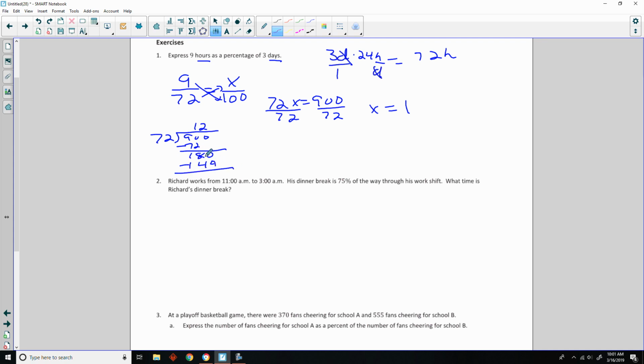Subtract and get 36, or 360. And 7 times 5 is 35. 5 times 2 is 10. Carry the 1. I get 125. Okay, so 900 divided by 72 is 12.5. So 9 hours is, by percent, 12.5% of 72 hours. Okay, and let me explain the decimal place. 72 goes into 900 12.5 times.